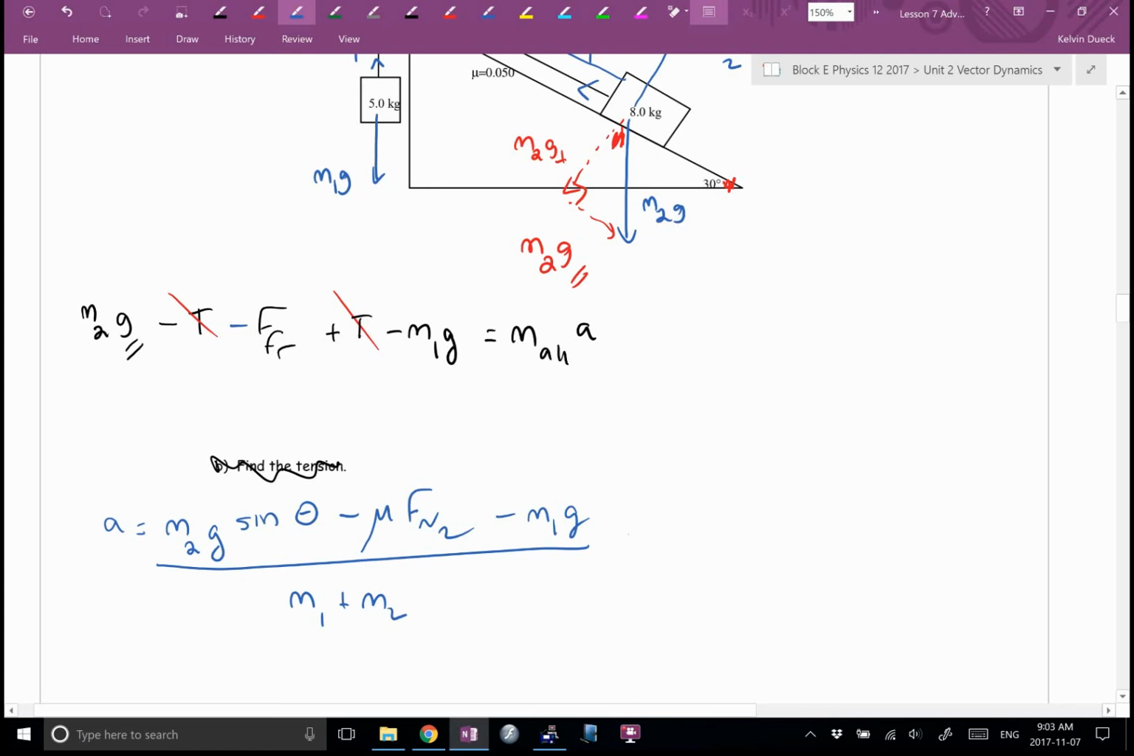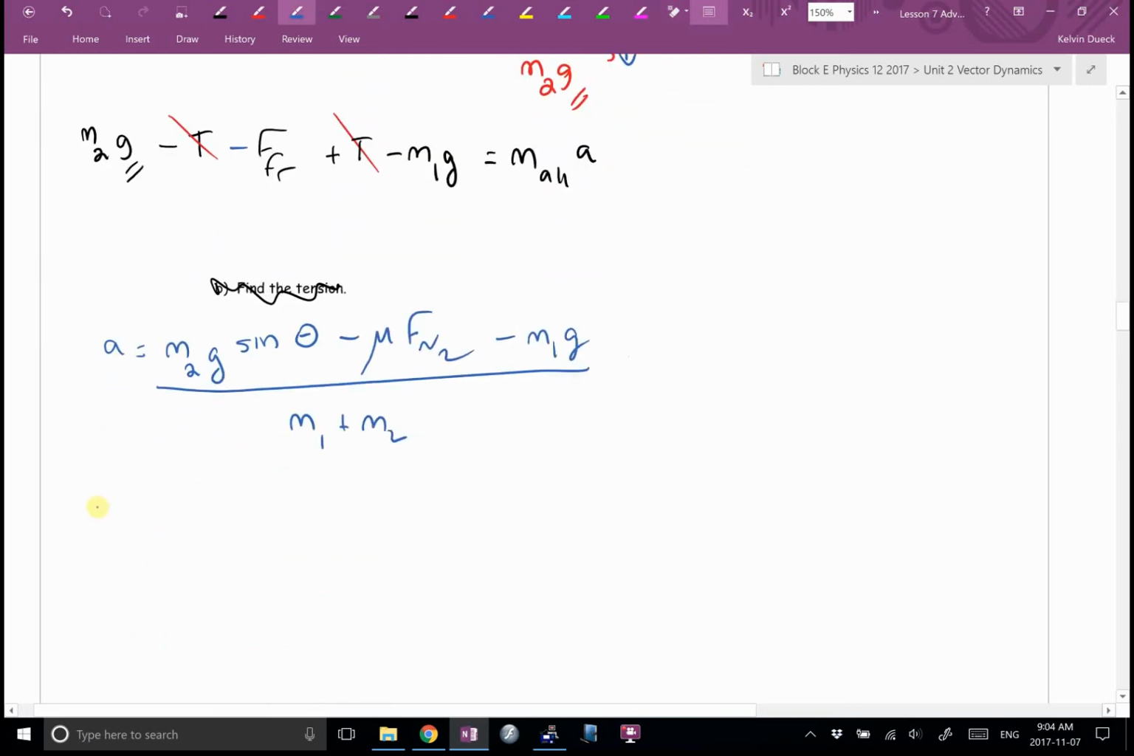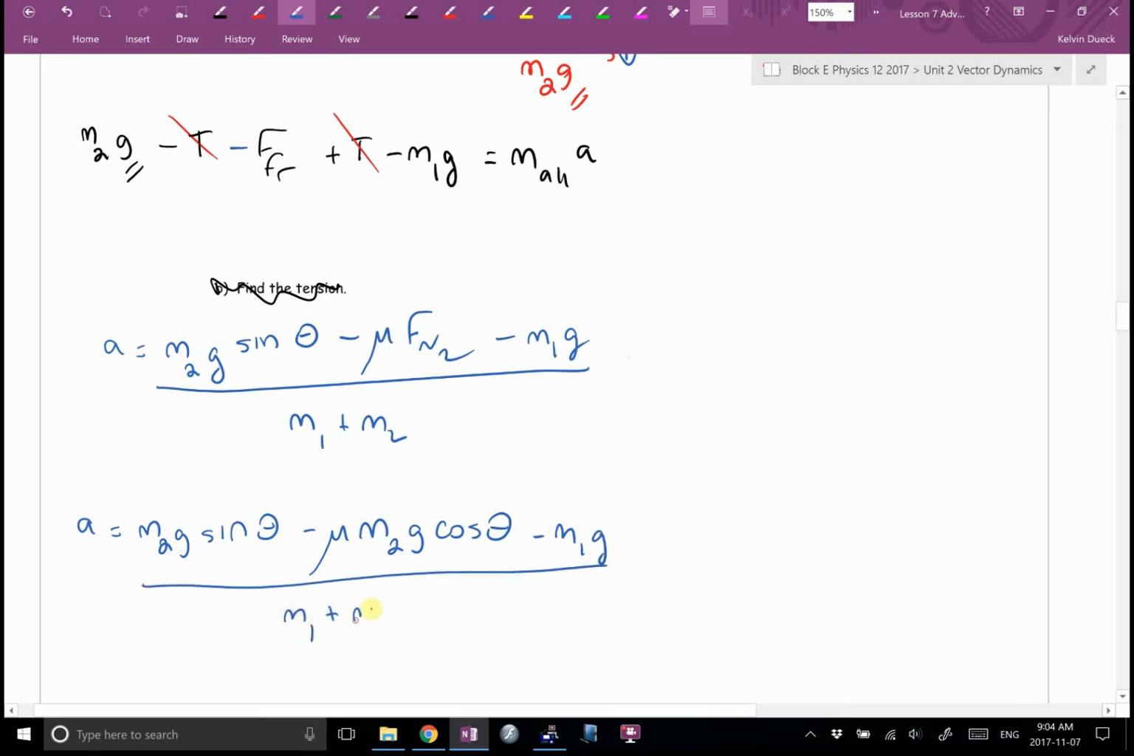By the way, Devin, I don't know the normal force. Oh, but look. Another normal force, same size as the normal force. And don't say M2G because it's not. Which one is the same size as the normal force? M2G perpendicular. Good. So we're going to go like this. A equals M2G sine theta minus mu M2G cos theta. You said perpendicular or cos, you did? Yes? Minus M1G all over M1 plus M2.